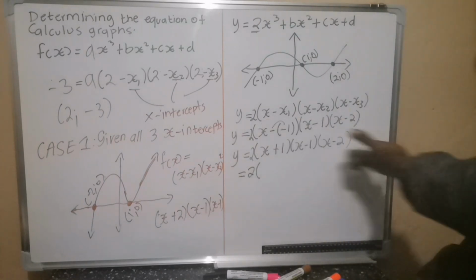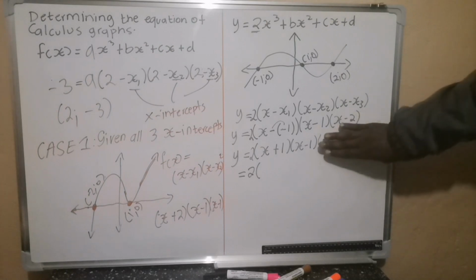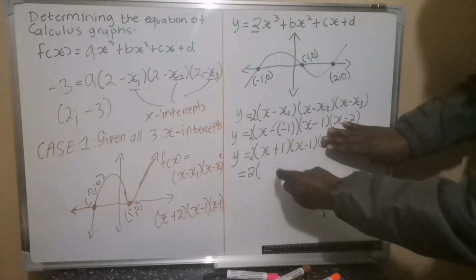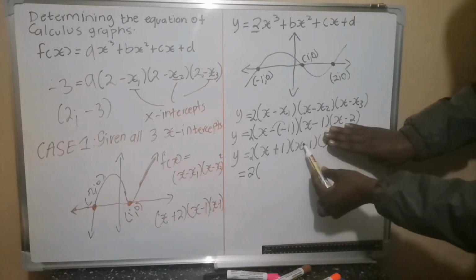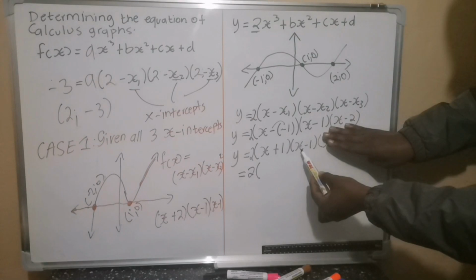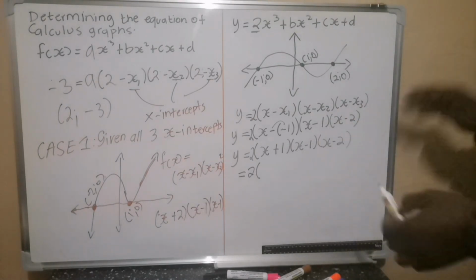So just simplify these 3 brackets. How do you simplify them out? You leave the third bracket and simplify the first 2 brackets. You're going to have x times x squared, x times negative 1 is negative x, 1 times x is positive x, 1 times negative 1 is negative 1. Then you close the bracket and simplify again.